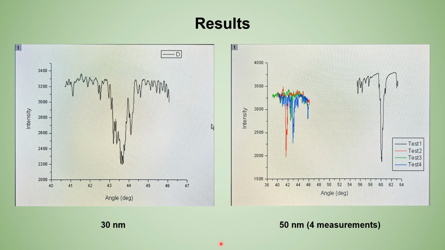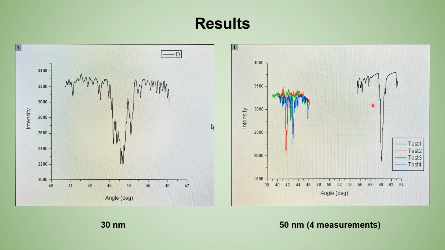Here are our results. On the left here, you can see our sole 30 nanometer measurement. You can see along the bottom here, we got the angle in terms of degrees. This one goes from 40 to 47, and over here we have our intensity range. And as you can see, there's a pretty huge drop at about 43.5. I think it was exactly 43.65 degrees is where our lowest value was. That's where the SPR angle was measured to be for this one instance.